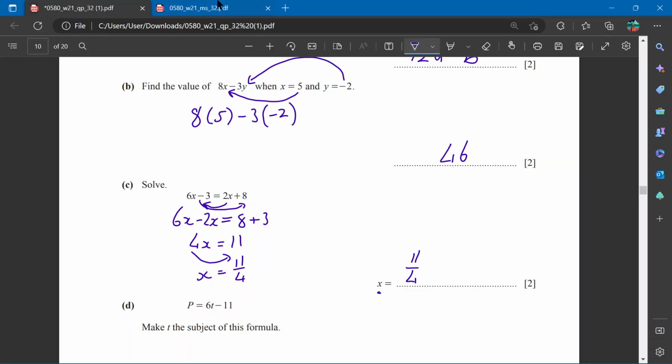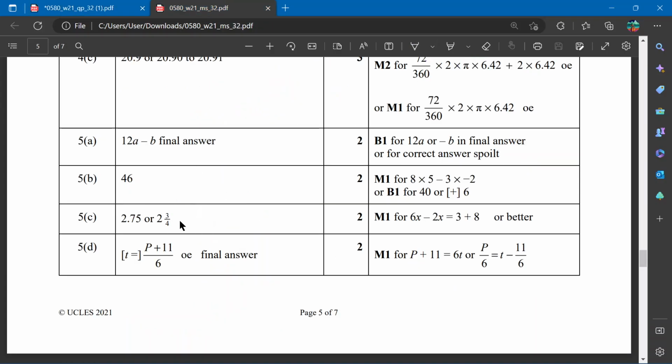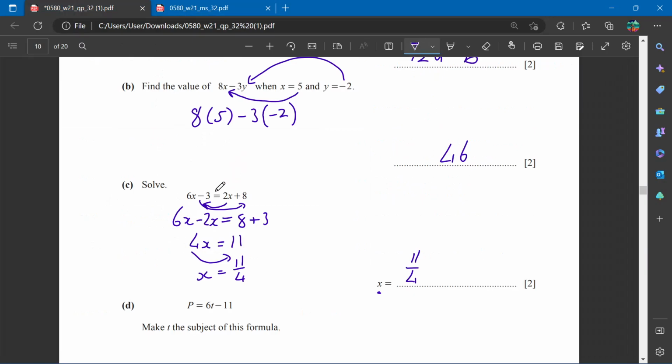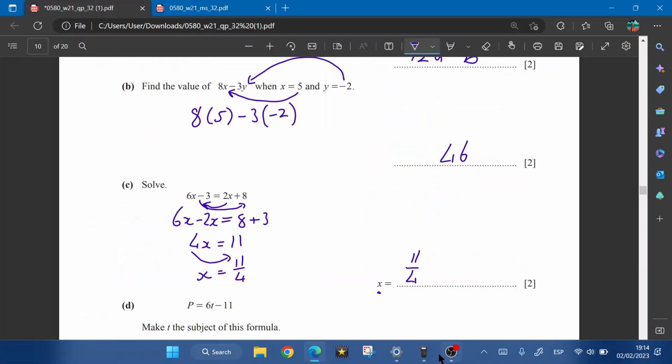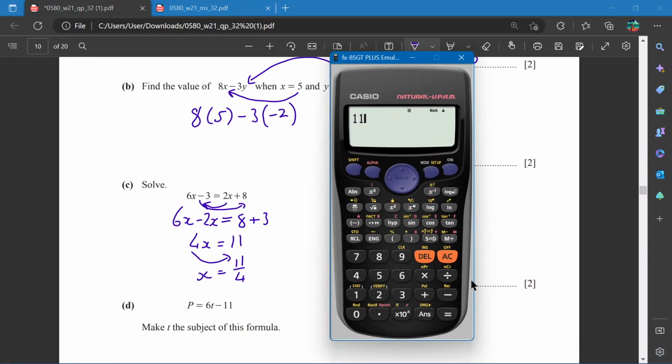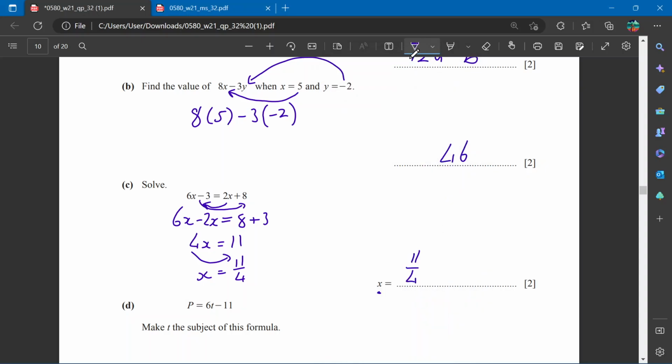Okay, let's see what the marks keeper says. 11 over 4. Does it say how to write the answer? No. Okay, so I believe if you write 11 over 4, it's fine. But if you want to be on the safe side, you can always change it to a decimal, or if you press shift, a mixed fraction. Okay, so 2 and 3/4 or 2.75. All of those answers are correct.